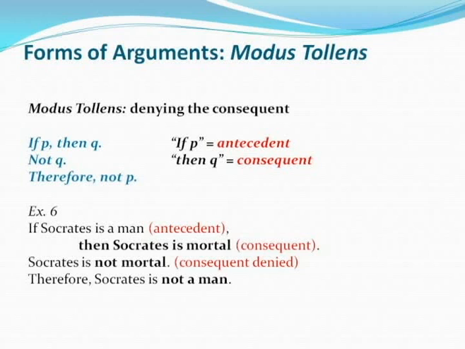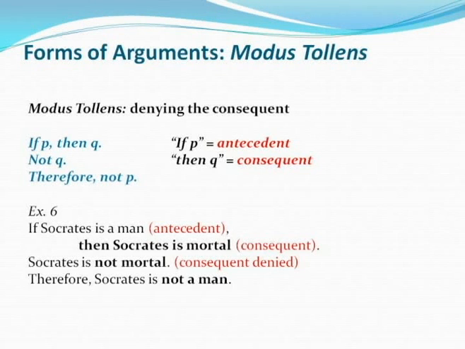Let's try this again with another form, Modus Tollens. Modus Tollens means to deny the consequent. It takes the form if P, then Q, not Q, therefore not P. Again, taking a modified version of our first example, our first premise, if Socrates is a man, then Socrates is mortal. Socrates is not mortal, therefore Socrates is not a man.